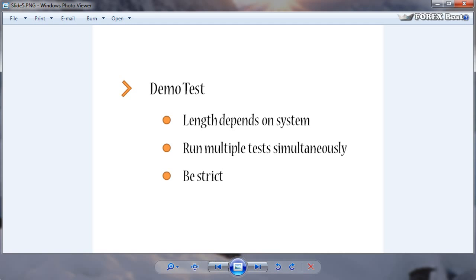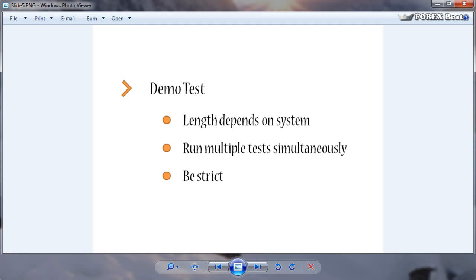Length depends on system, and that's a very valid point. If you're running an expert advisor on the 15-minute chart, then you might have 5 trades per day, and 1 week of tests will give you 25 trades, and that might be sufficient for you. Or 2 weeks of testing will give you 50 trades, and that can be sufficient for you to evaluate this particular set.